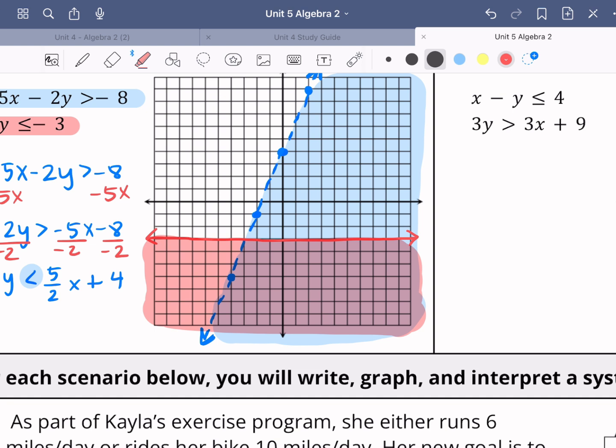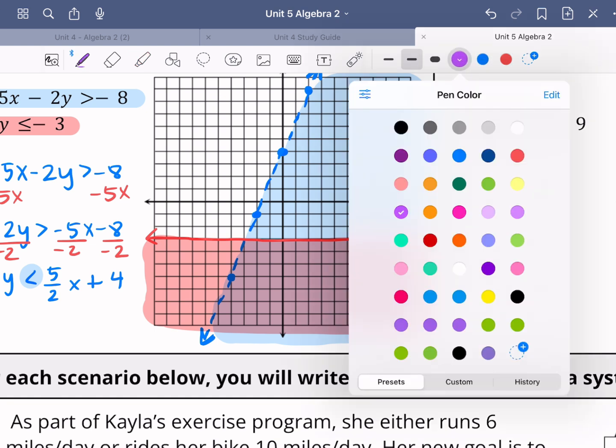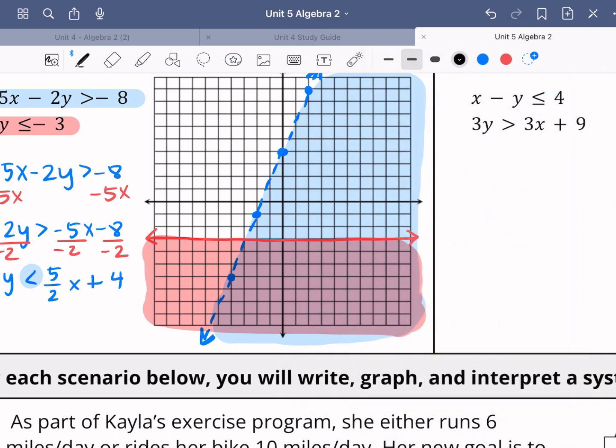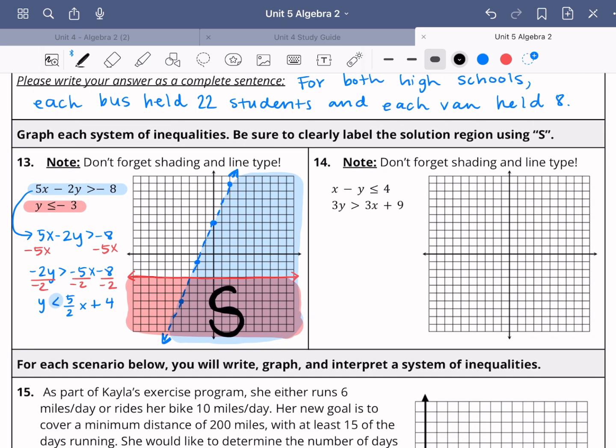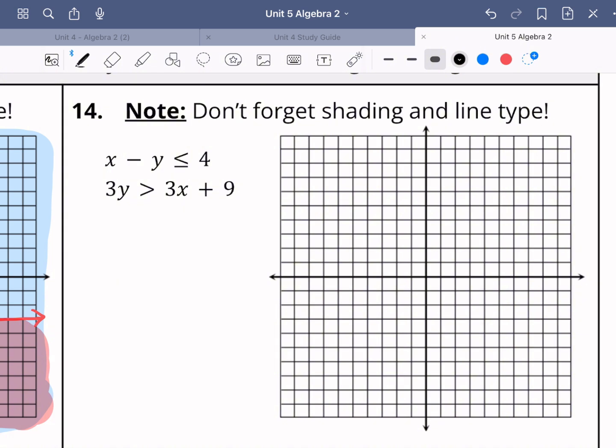My solution is going to be in this overlap region, which I do want you to be labeling, so that way it's very clear to me what your solution is. So this whole region is the solution. Anything in this area would be an answer. For number 14, we are going to have to solve both of these.